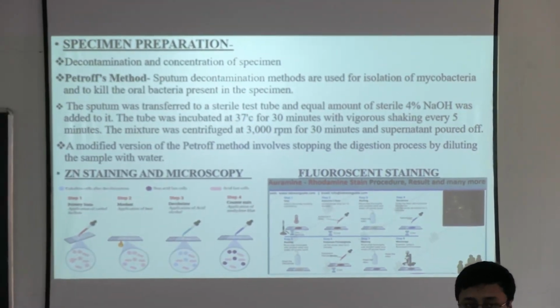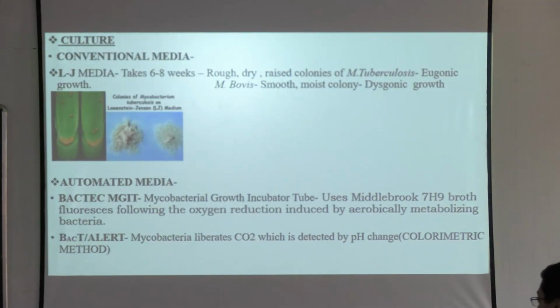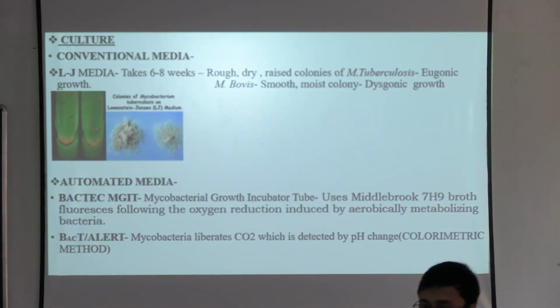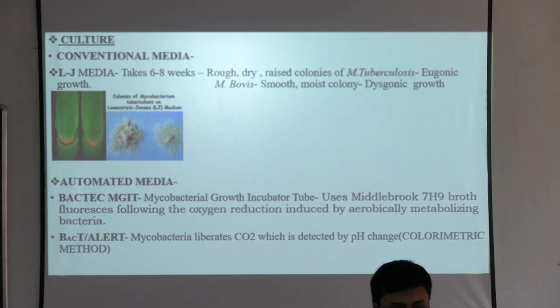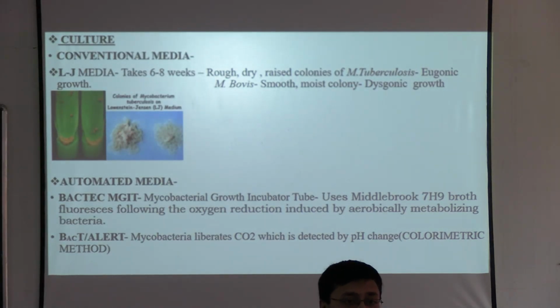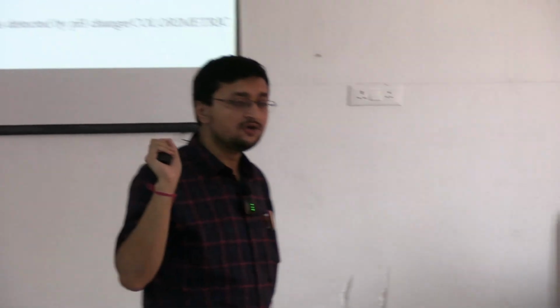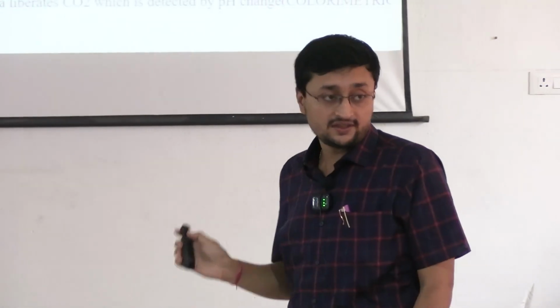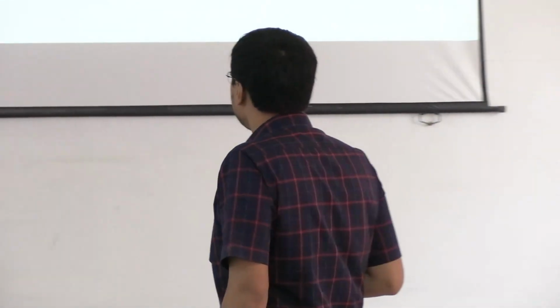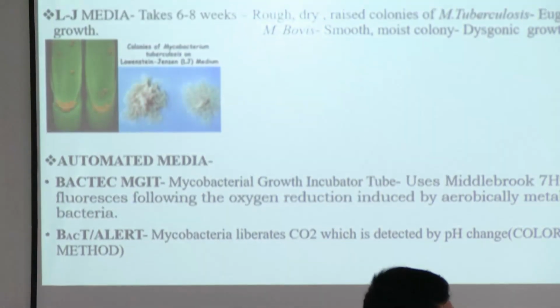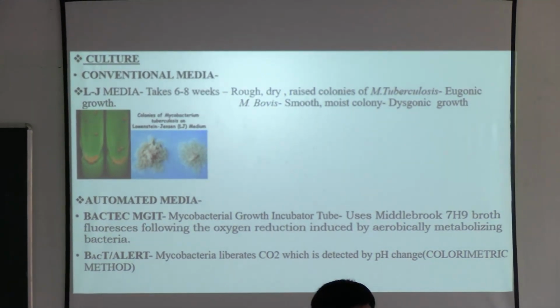I'm not going into details, you have read microbiology. So culture, most important culture media is LJ media, which is a key type of media, solid media and slanting type of media, right? So yield takes roughly 4 to 8 weeks in this culture, and this is not used now. What is used now is automated media or BACTEC.